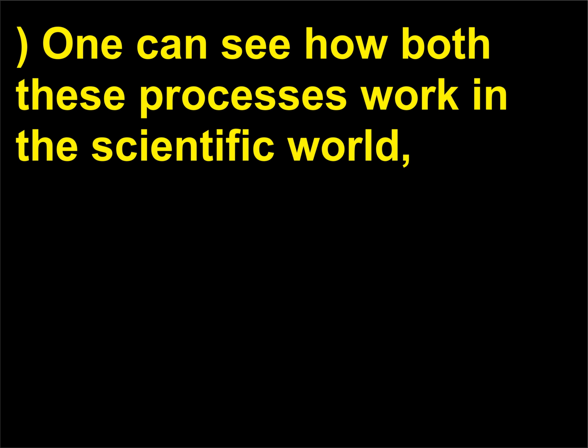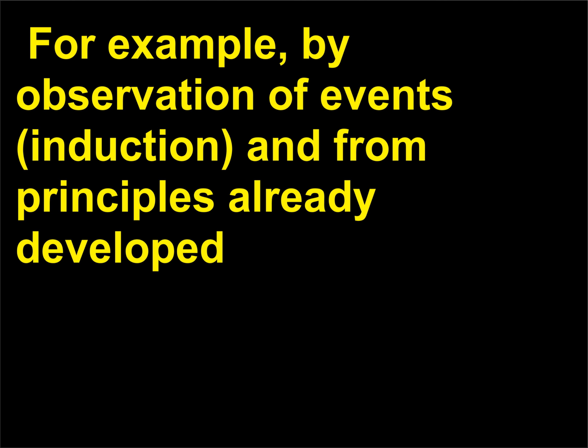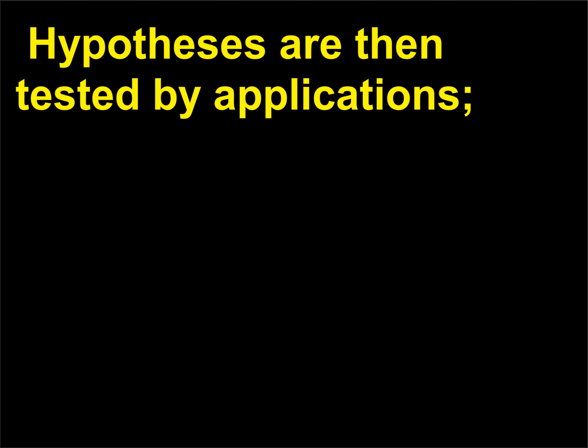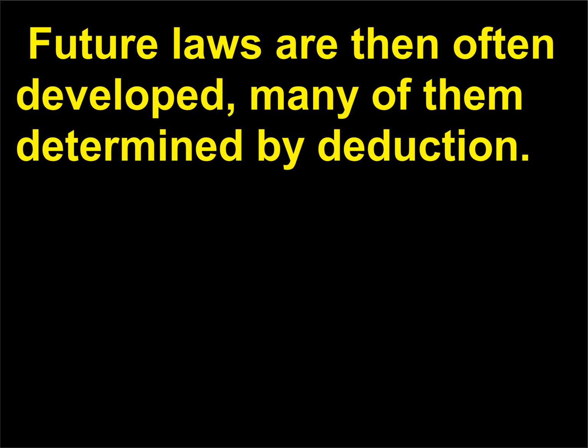One can see how both these processes work in the scientific world, especially in the scientific method, in which general principles are inferred from certain facts. For example, by observation of events, induction, and from principles already developed, deduction, new hypotheses are formulated. Hypotheses are then tested by applications. And as the results satisfy the conditions of the hypotheses, laws are developed by induction. Future laws are then often developed, many of them determined by deduction.